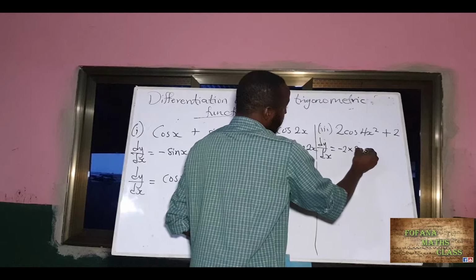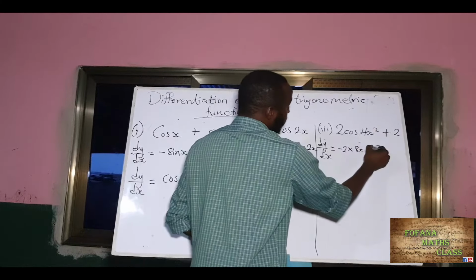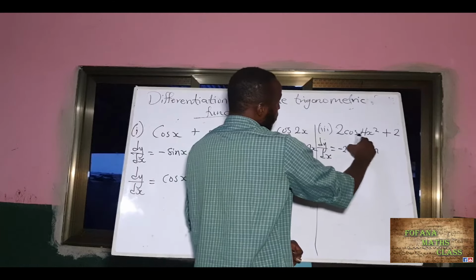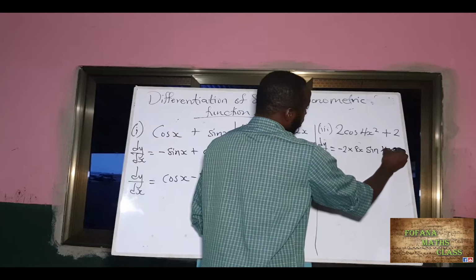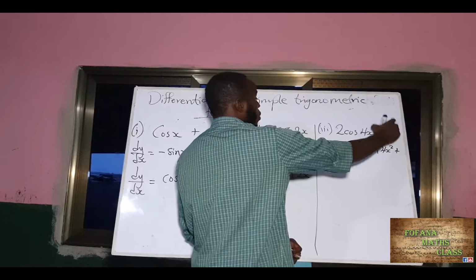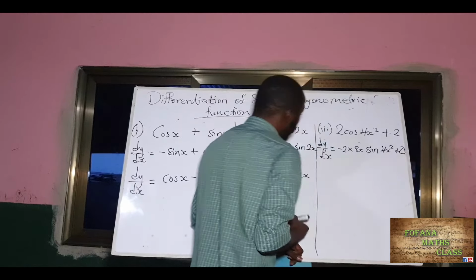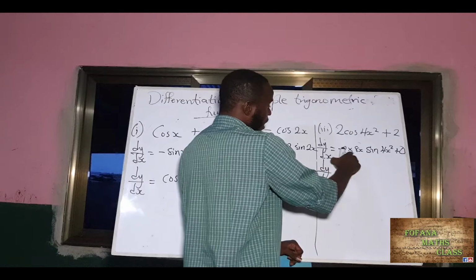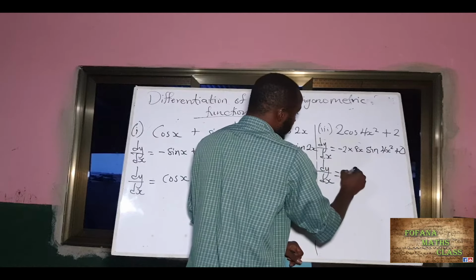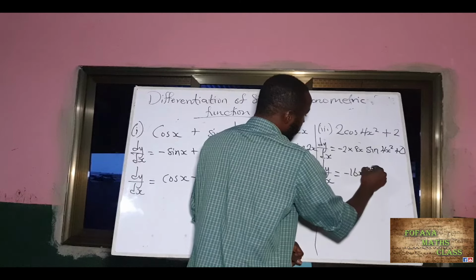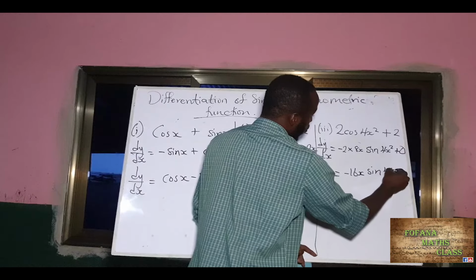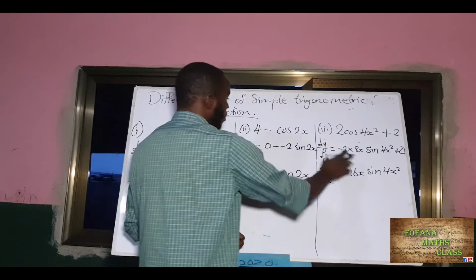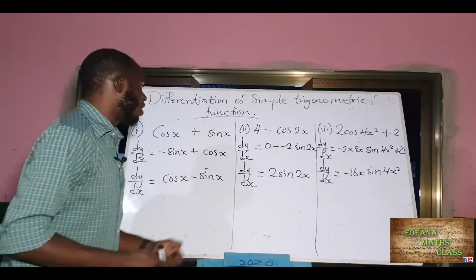So there will be times 8x. Then when you differentiate cos, we know you have sine, all right? So the cos will change to sine. Then you repeat the function, which is 4x squared plus 2. This is a constant. When you differentiate a constant, you have 0, okay? So your dy dx will be equal to minus 2 times 8x times all of these. You have minus 16x, then sine 4x squared plus 0 will just join, okay, because it is 0. And this will be the solution of the third question.